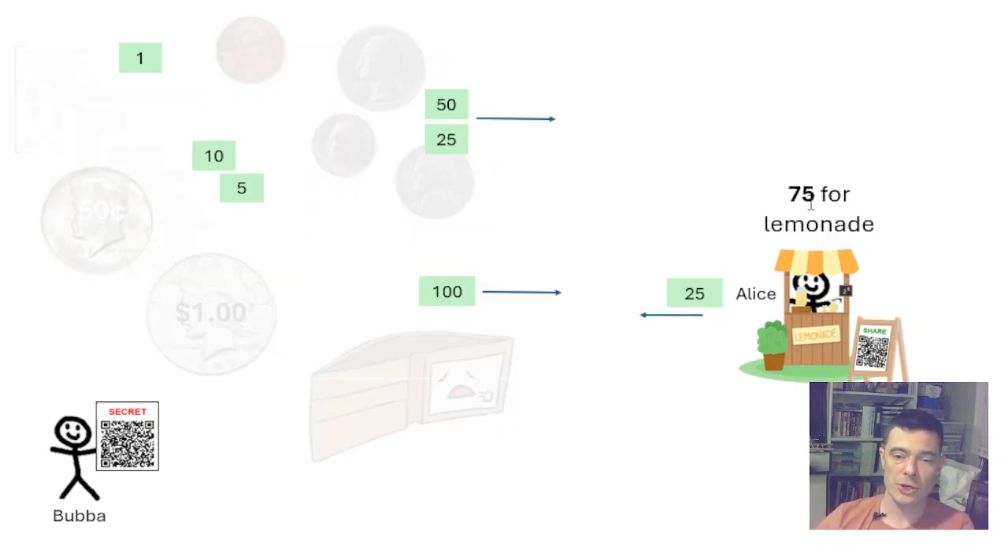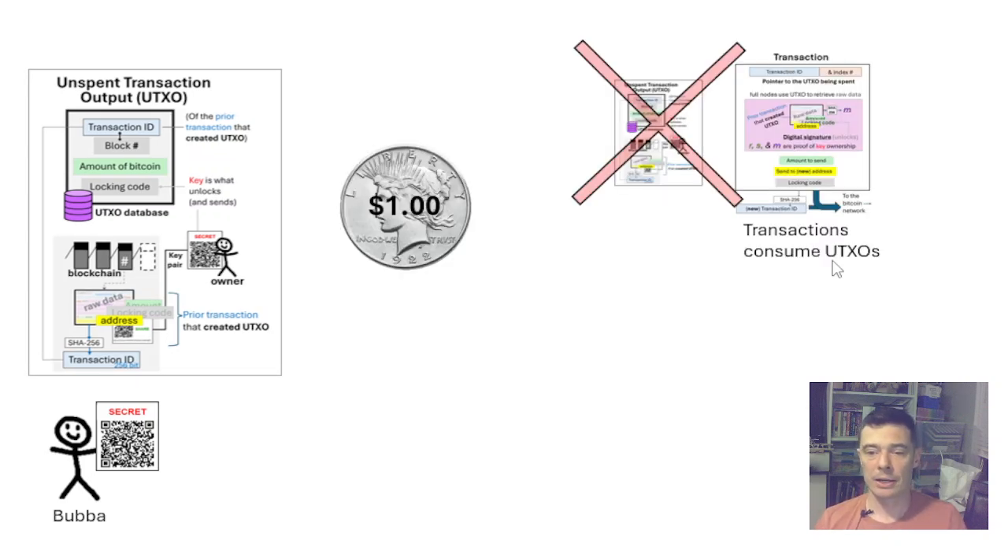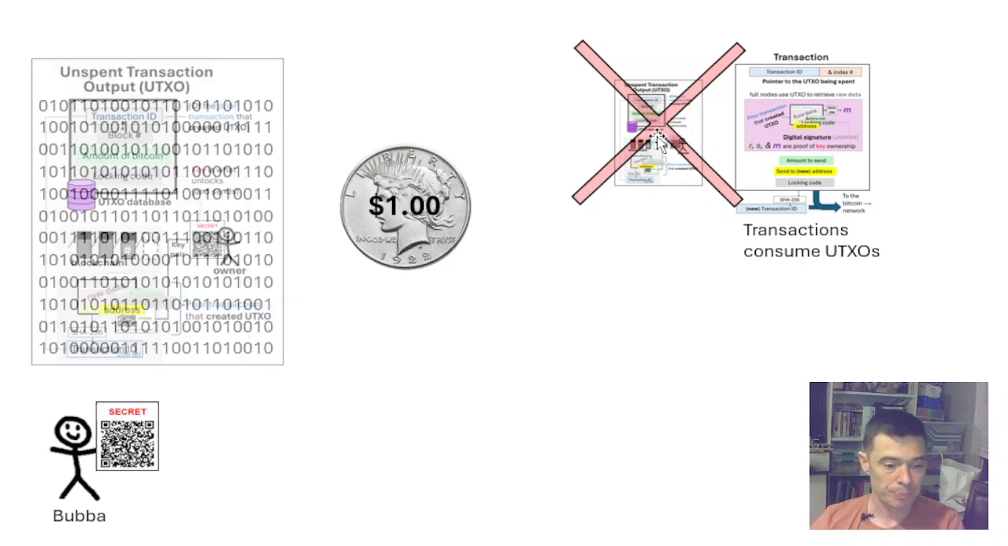So in this situation, to buy a lemonade, Bubba can take his coins and combine them and give to Alice, or he can give a large coin and then get change back. And a UTXO is essentially a digital coin. And just like you can't cut a coin in half, a transaction must consume the entire UTXO. And this is where the term Bitcoin comes from, since all the information in this UTXO is just bits, just zeros and ones, and it acts like a coin.